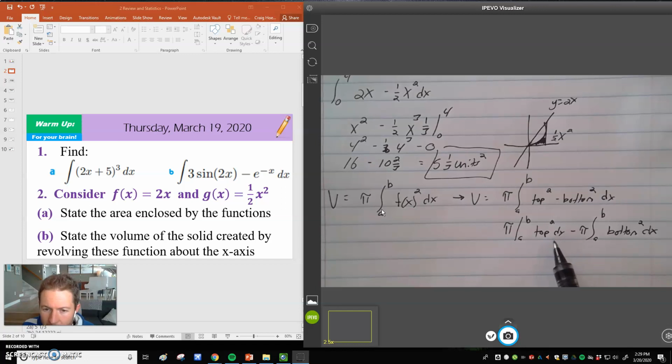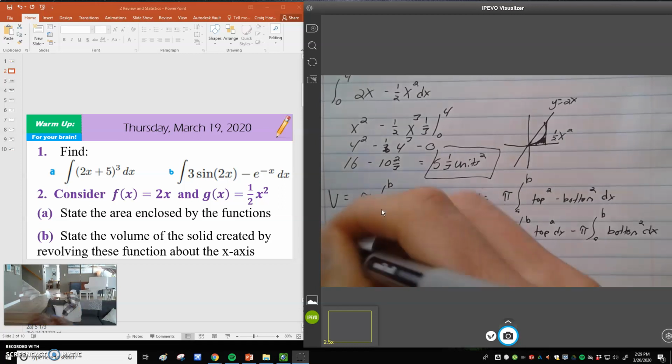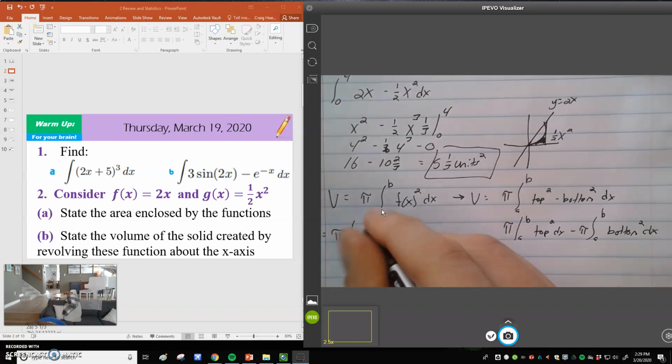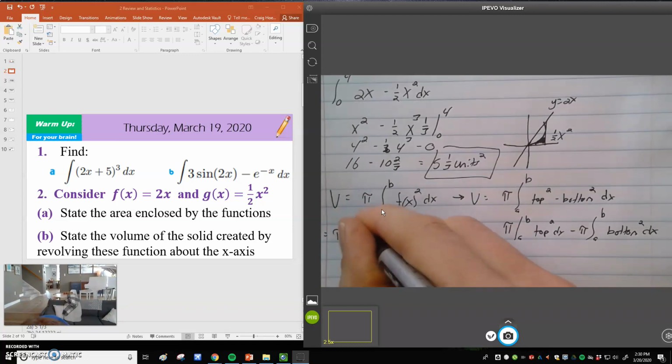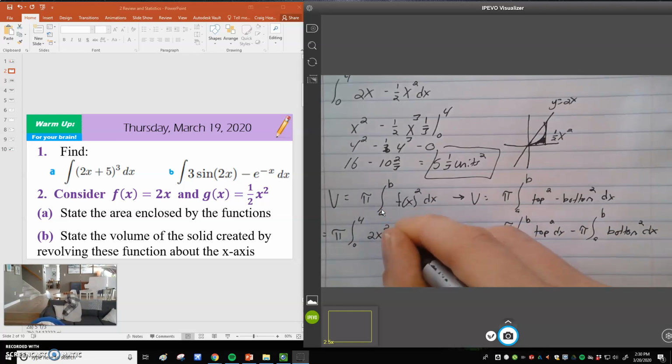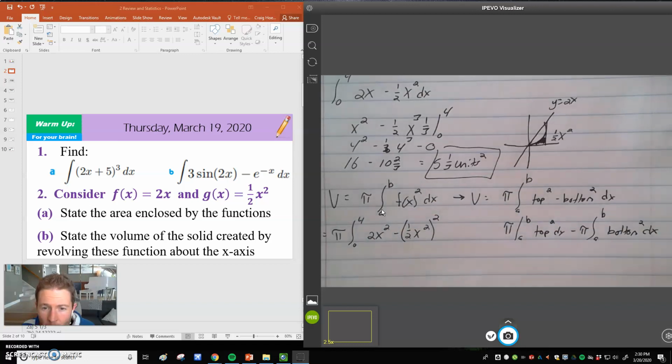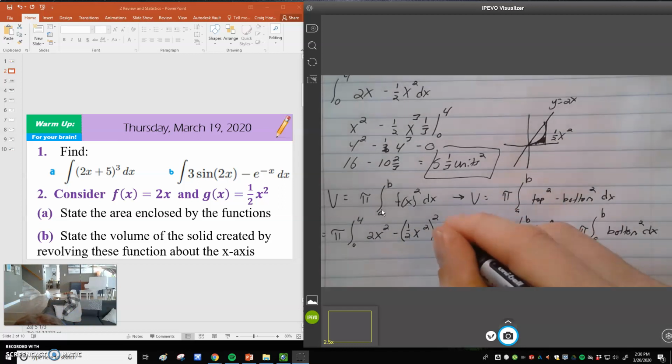Okay, so now let's actually do that over here. Volume equals pi. Here we already figured out our bounds are 0 and 4. Our top function we said is 2x squared minus our bottom function, which is 1/2 x squared. And now we're going to square that whole thing again. Be careful with this. I'm going to deal with these squares before I deal with any integration.